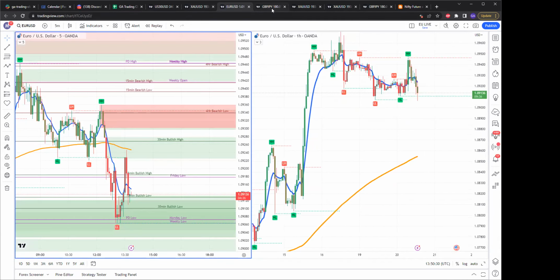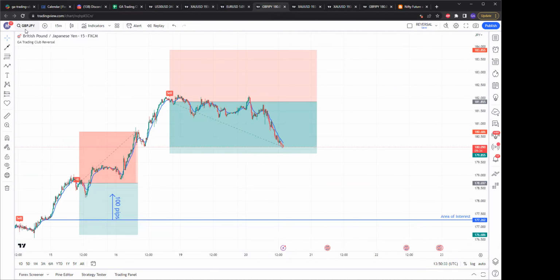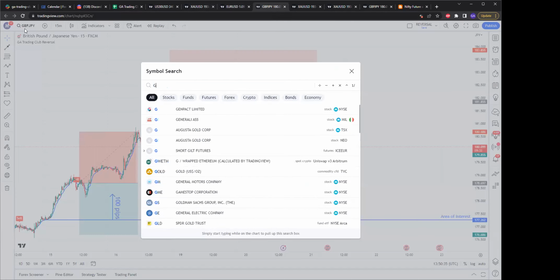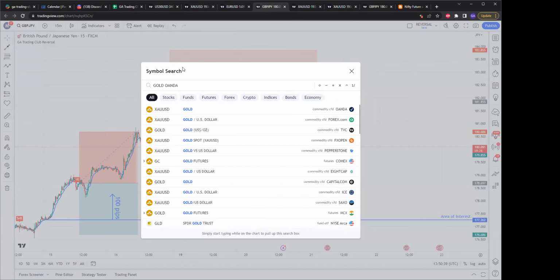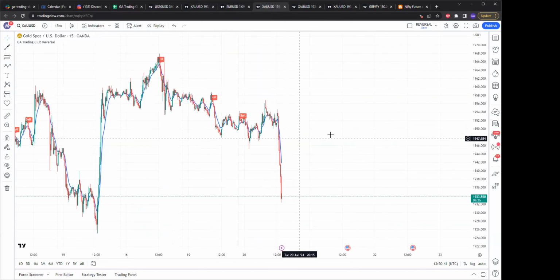So I'll come in here. I have the reversal indicator right here. So I'll change this to gold. And then it's just going to be a waiting game for me. So I'll come there, reversal gold, and then I'm not interested in sells.